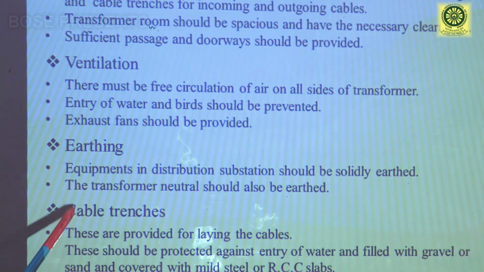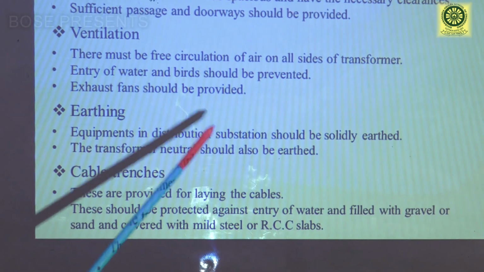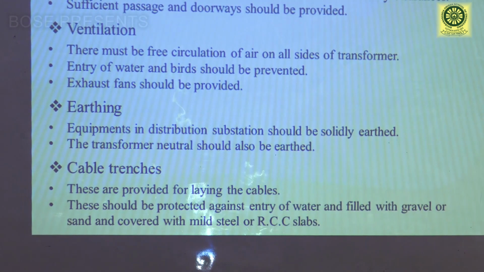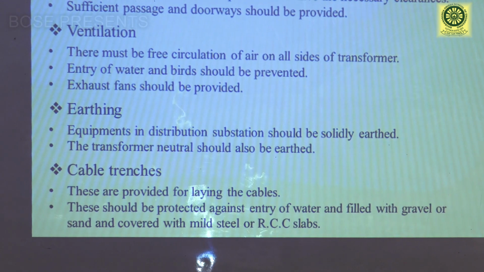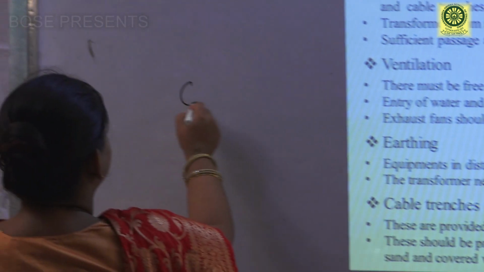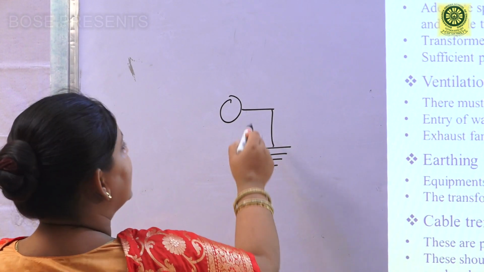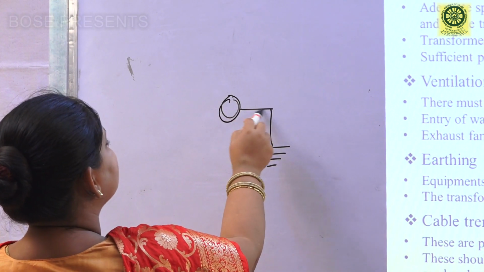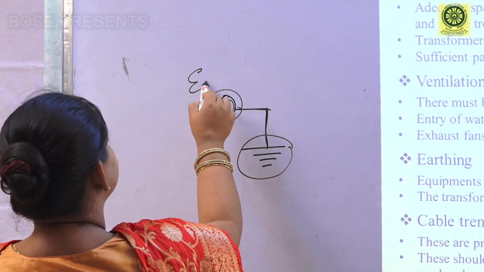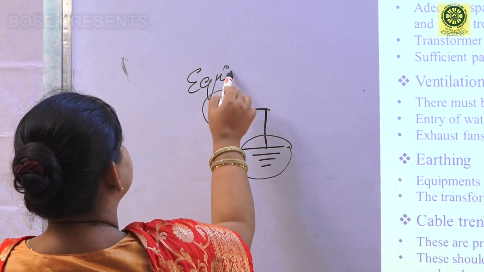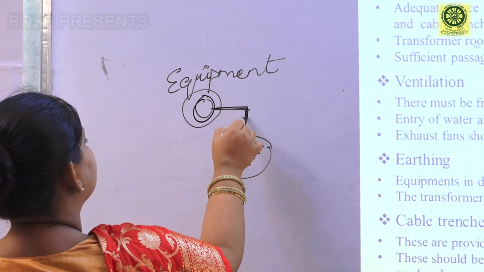Then come to earthing. Now in earthing, there are 2 points. First point is that equipment and distribution substation should be solidly earthed. What do you mean by solid earthing? Solid earthing means connecting a device or equipment directly to earth. That is known as solid earthing. There is nothing in between earth and the equipment. So direct earthing is known as solid earthing.